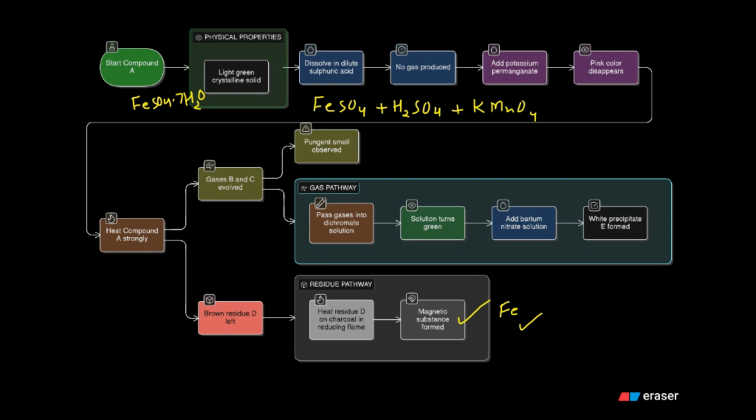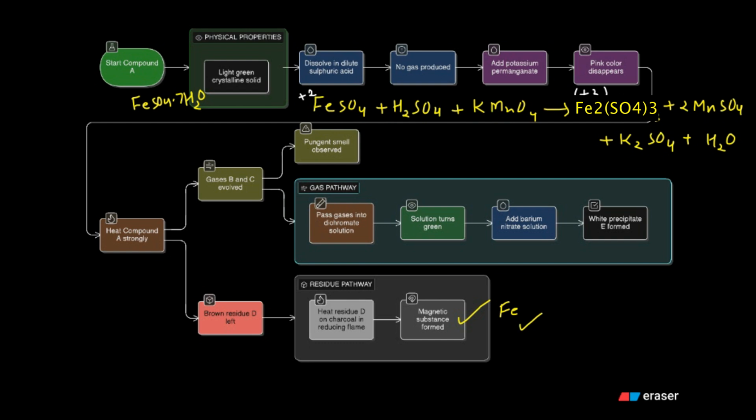So what reaction will happen? It will form your ferric sulfate, Fe2(SO4)3, plus manganese sulfate, MnSO4, plus potassium sulfate, K2SO4, and your water molecule. Okay, here you can see your iron is in the +2 oxidation state, and this is your ferric sulfate, so iron is in the +3 oxidation state.